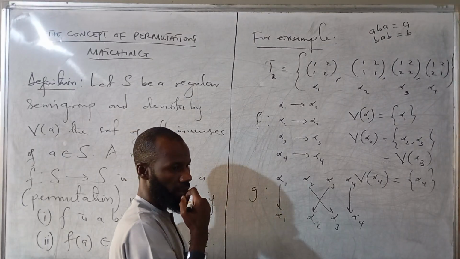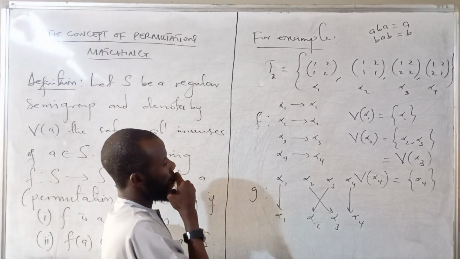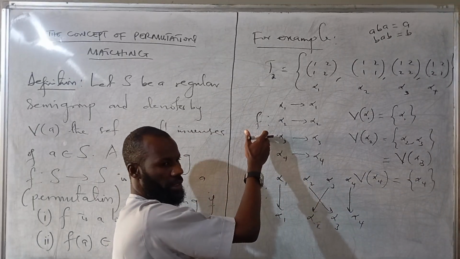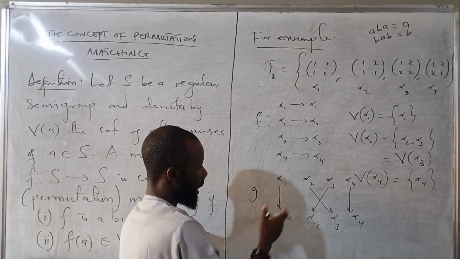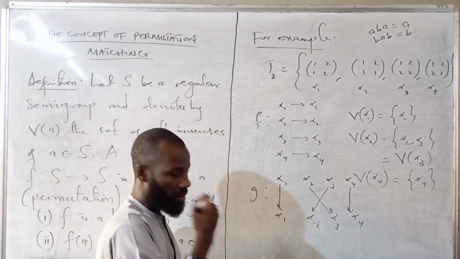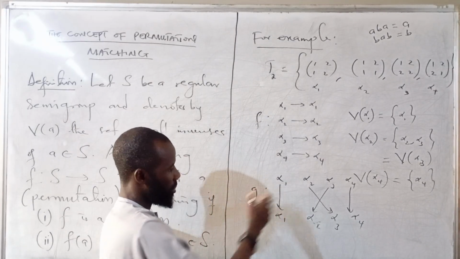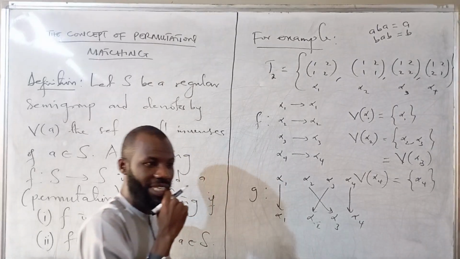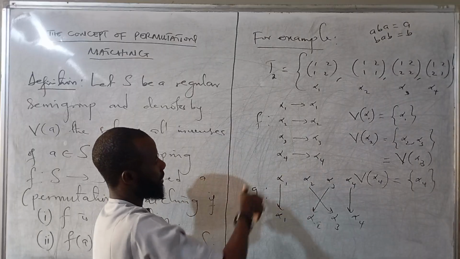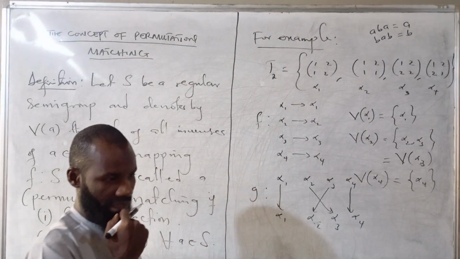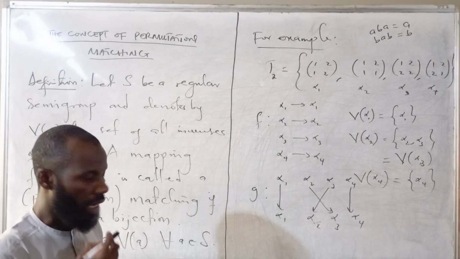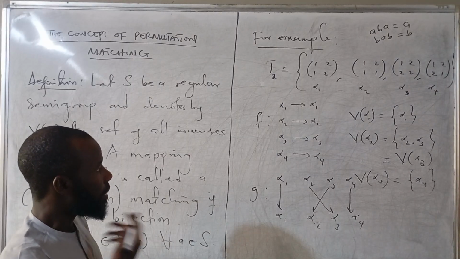So this is again another example of permutation matching. And this is also so because any other permutation of this set you pick, apart from the identity and this particular one, will end up sending some element to an element that is not necessarily the inverse of that particular element. So, in other words, what I'm trying to say is that these are the only permutation matchings for this particular semigroup.